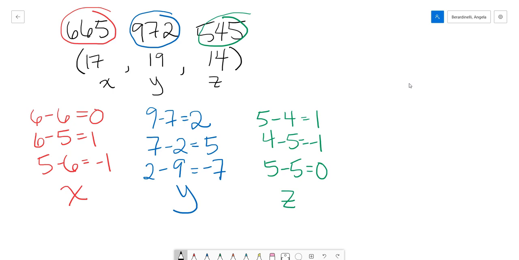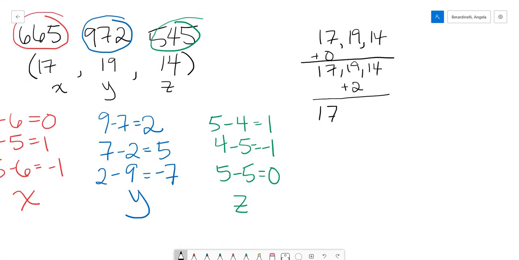So we start at 17, 19, 14, x, y, and z. And I add nothing to the x-axis first, and we move to 17, 19, 14. Then I add 2 to y, so that takes us to 17, 21, 14. Then I add 1 to z, and that takes us to 17, 21, 15. And then we come back over and start back at x.